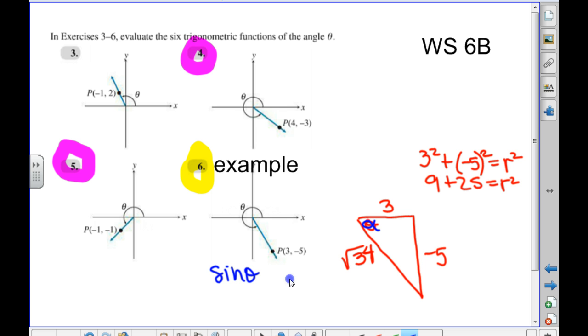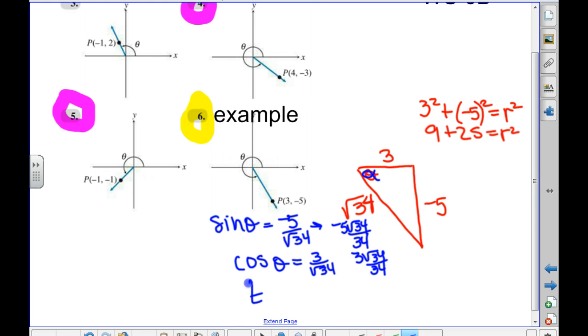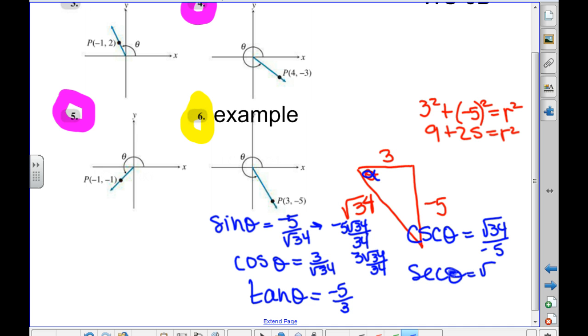So the sine is opposite over hypotenuse, which when rationalized will become what? Cosine is 3 over square root of 34, or 3 square roots of 34 over 34. Tangent is what? Opposite over adjacent, which is -5 over 3. Okay. Cosecant is flipping this guy over, so it's square root of 34 over -5, or negative square root of 34 over 5, doesn't matter. Secant is square root of 34 over 3. And cotangent is -3/5. Any questions on those?